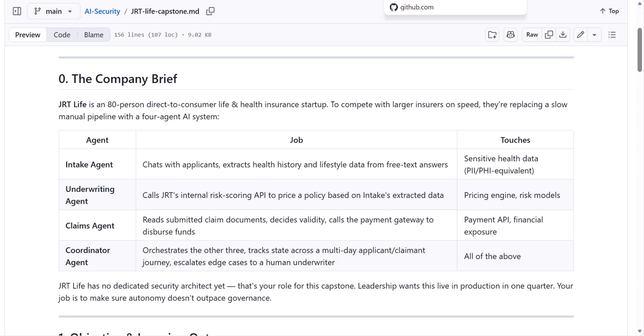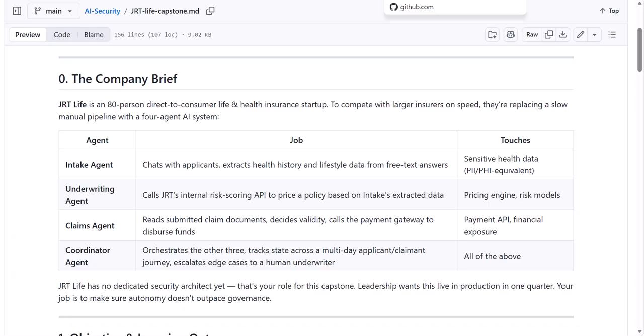So the first agent, the intake agent, chats with the applicants and extracts the health history and lifestyle data. Based on the health history and lifestyle data acquired by the intake agent, the underwriting agent will do the assessment of risk and decide a policy price. This is the job of the second agent. So usually you would see people doing this job, but that process is not that fast, and obviously not that cost effective either.